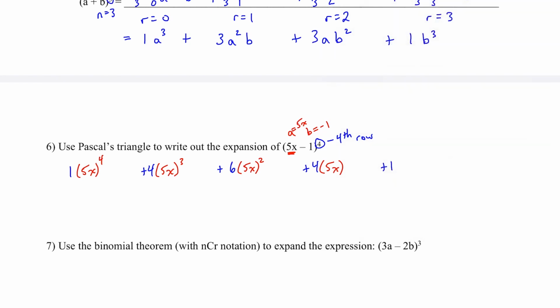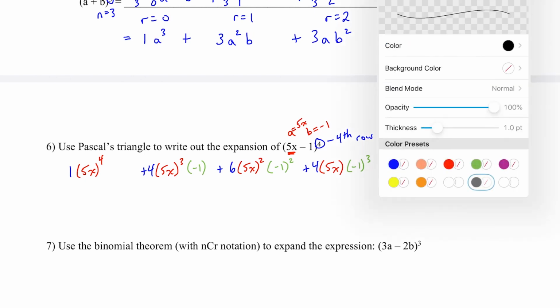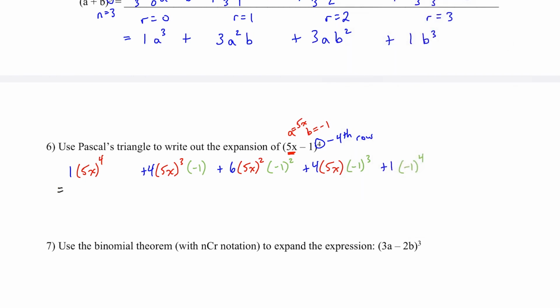On the opposite side here we have negative 1, and remember negative 1 starts off to the power of 4 on the right side, then to the power of 3, power of 2, power of 1, and then it's gone. Okay, how do you expand this now? So let's actually simplify this expression. We need to remember some of our exponent rules here. I like to deal with my exponents first, and then as my final step, multiply everything else.